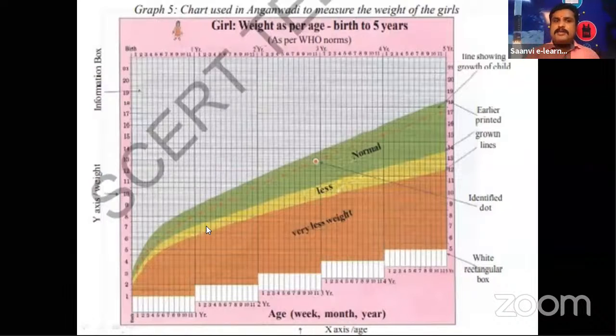And these lines here, see, the y-axis shows weight. So these are information boxes, and you can understand this line here. Can you see the red line here? This line shows the height and weight of that particular boy or girl. Identified dots we can see here. See here weeks, from birth to 5 years. Months, 1 year, 2 years, 3 years, 4th year, 5th year.